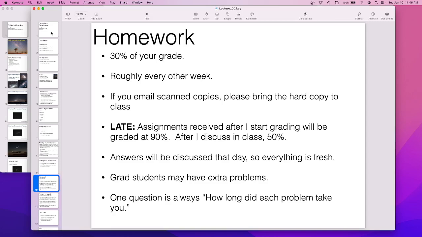So yeah, I'll go over everything. And again, one of the questions is going to be how long did each of these problems take you? Because I'm constantly tweaking the homeworks and making new problems, and sometimes my ideas are really funny and take forever. Sometimes they're not. So it's a useful diagnostic for me.